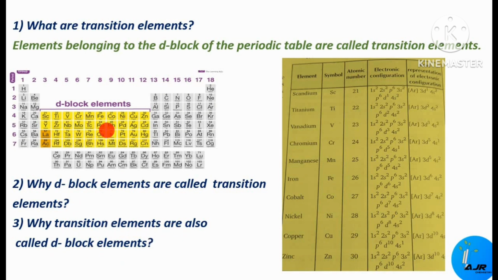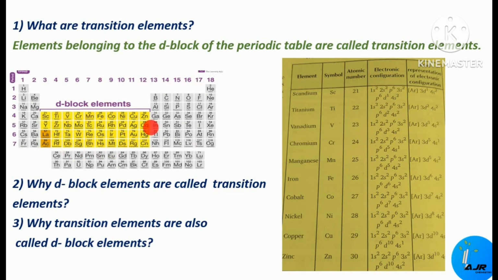Actually, in these elements, the differentiating electrons enter into the n-1 D subshells. Okay. See the electronic configuration from scandium to zinc. See here, the electrons are added up in the D subshells. Understood? N-1 D subshells, right? See, all the successive electrons are filled in the D subshells. That's why they are called as D block elements.